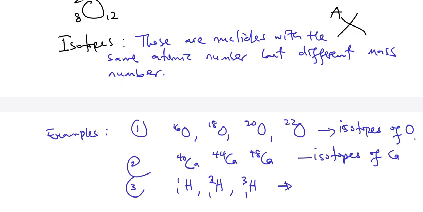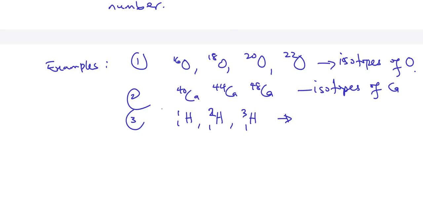So these are nuclides that have the same atomic number. Because the atomic number of this calcium is 20, of this calcium is 20, of this calcium is 20, of this hydrogen is 1, 1, 1, oxygen 8, 8, 8, and so on. But the mass number differs.